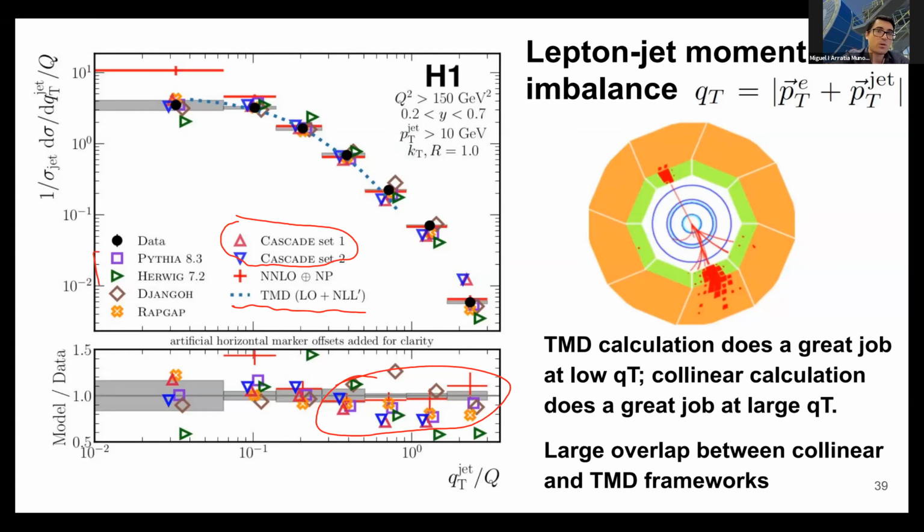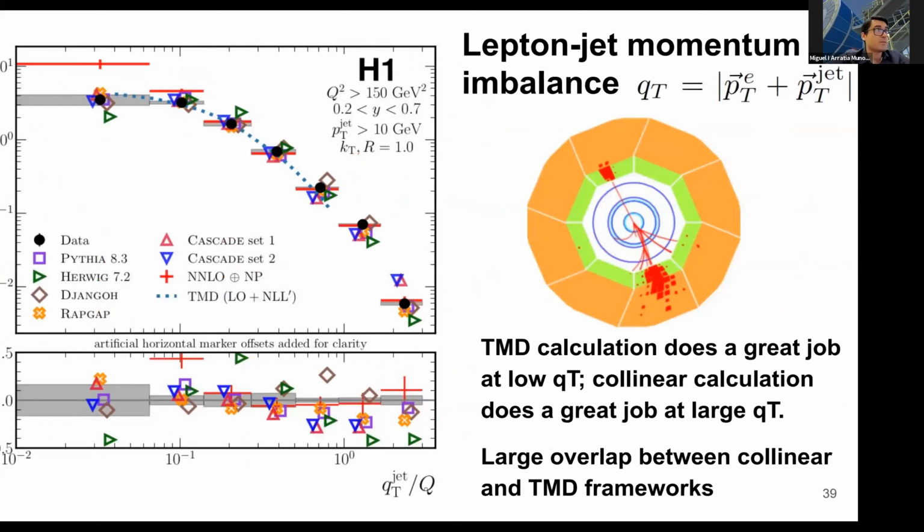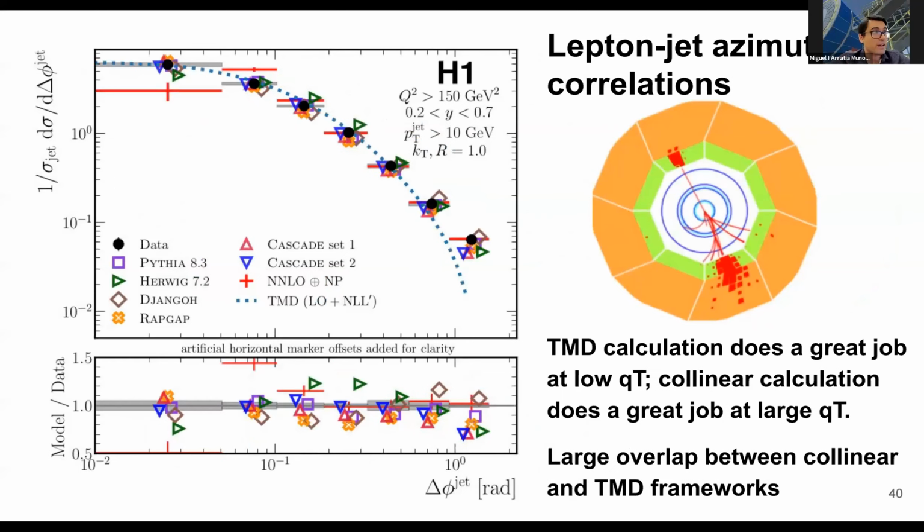And here you see the more traditional Monte Carlo generators like Pythia and Herwig and Django and Radgen also doing some reasonable job in some limited areas. So that is our momentum imbalance. Here I'm showing you the azimuthal correlation, a very similar picture. The TMD calculation does a great job at low values of the azimuthal angle. At large values, it fails, and vice versa with the PQCD calculation. Okay, and as you can see here, the data is even more precise in the azimuthal angle measurement than in the momentum imbalance measurement.